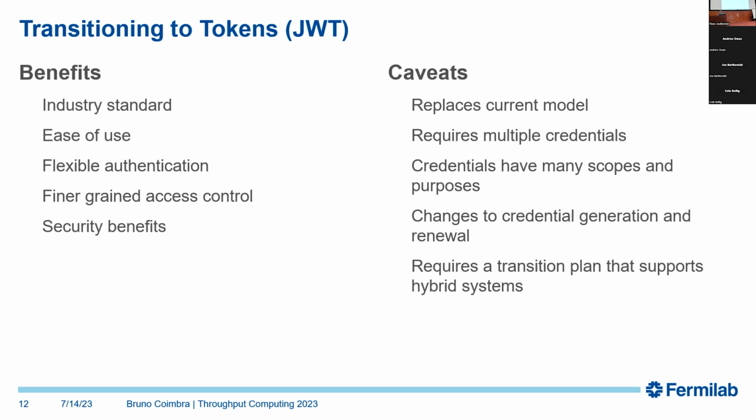The caveats, though, is that, well, we had something that worked, right? So GlideinWMS worked for quite a while with proxies, and now we have to replace the system. It now requires multiple credentials instead of just that one proxy that we had before. And credentials will have many scopes and purposes now. The generation and renewal of these proxies is different from what we used to do with the proxies. And most importantly, we need a transition period because we can't simply drop proxies one day and start using tokens the other one. So we had to come up with a plan for this transition.